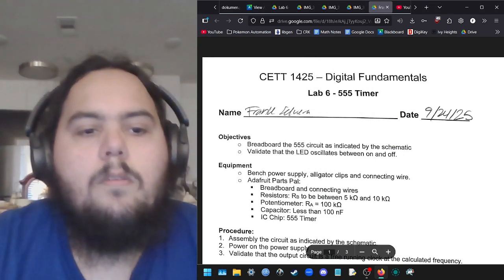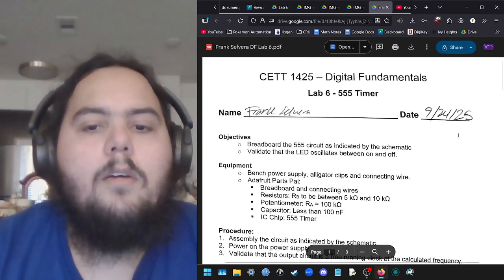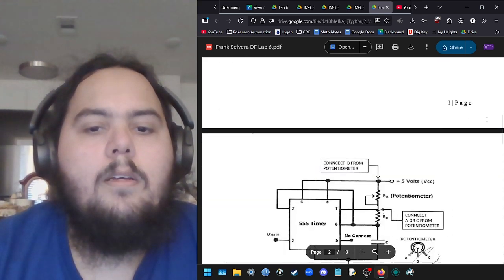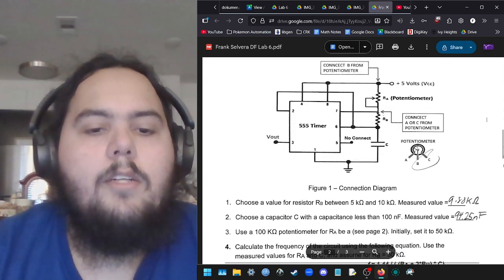Hello, my name is Frank Silvera, and today I'll be discussing Lab 6, in which we used a 555 timer to show a square wave on the oscilloscope, and we used this configuration.